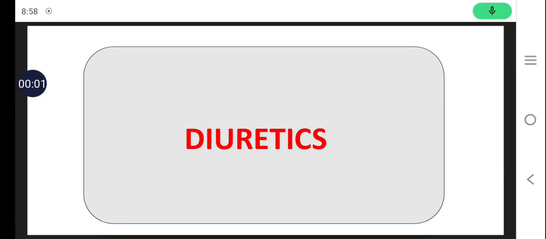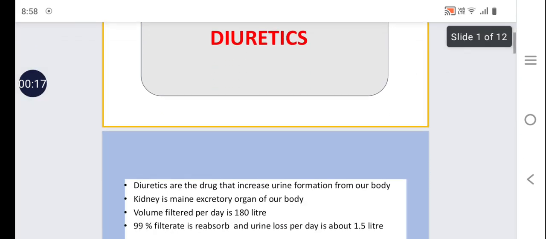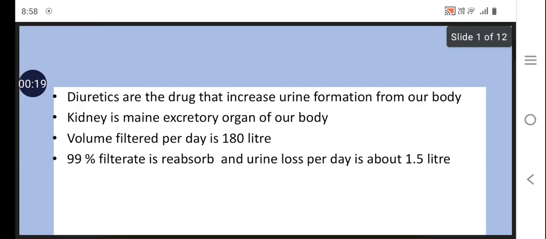Hi everyone, today we are going to start with a new topic, that is diuretic drugs. Diuretics are drugs that increase the production of urine in our body. These diuretics are useful in the treatment of hypertension. These are useful in the treatment of edema.